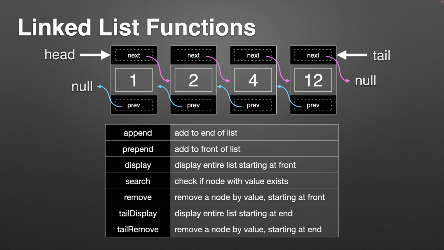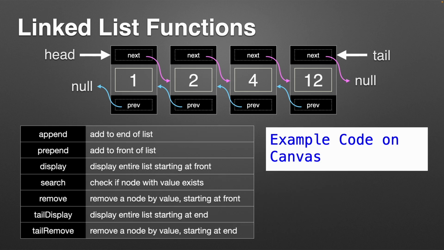And we looked at these different methods that are common to linked list: adding to the list at the end or at the beginning, searching through the linked list for a value, removing an element, searching from the end of the list to the front and from the front to the end.